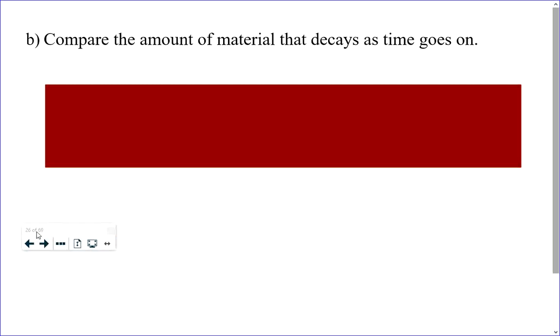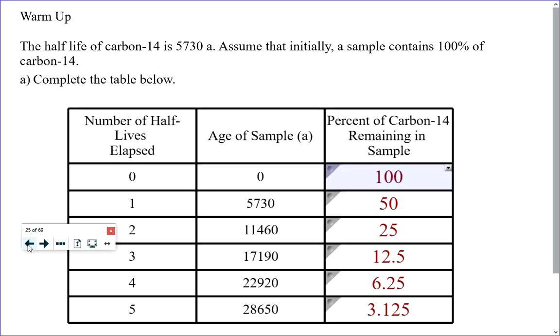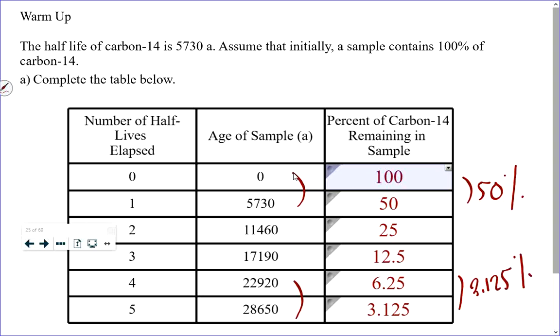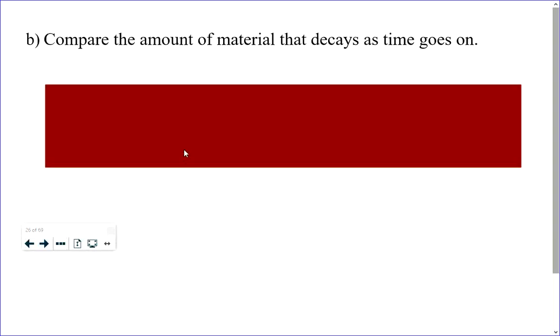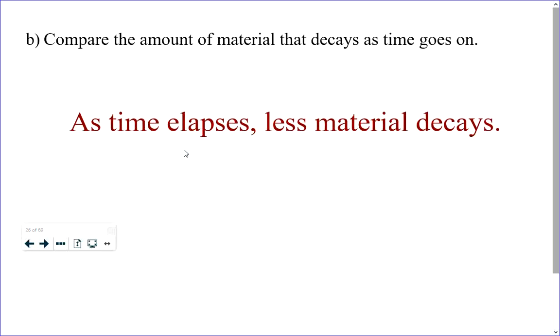Oh, sorry, B. Compare the amount of material that decays as time goes on. If you take a look at this table, during this period of time, half, 50%, changed. During the same period of time down here, this is the same time interval, only about 3.125% was lost, which means as time goes on, less decay happens. I had a student a long time ago ask, how does the sample know that there's less stuff there, so there should be less decay? I get why you might think that way, but the reason there are fewer decays later on is that later on there are fewer nuclei that can decay. That's the whole nature of exponential change.